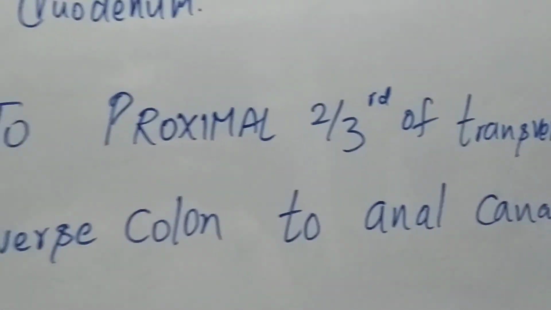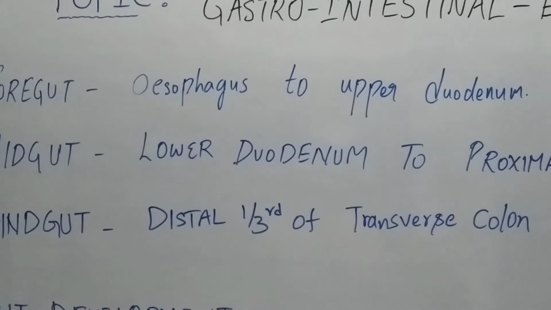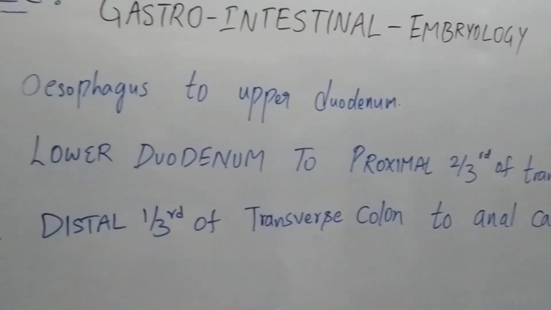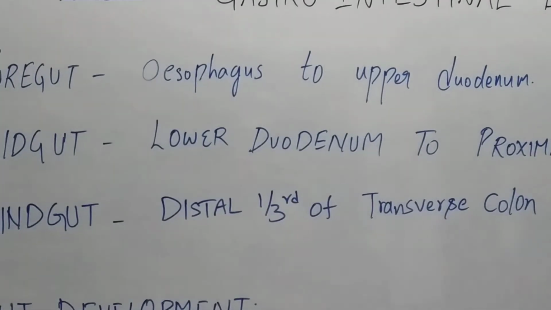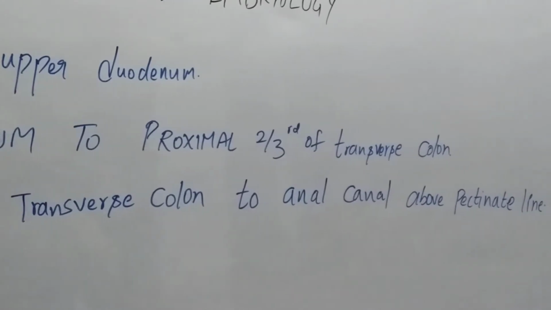And I repeat, foregut is from the esophagus to upper duodenum, midgut is from the lower duodenum to proximal 2/3 of transverse colon, and hindgut is from the distal 1/3 of the transverse colon to anal canal above the pectinate line.